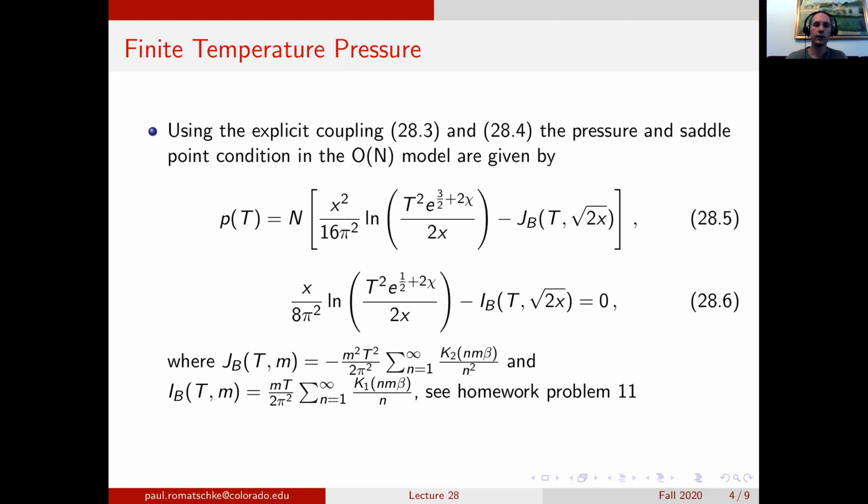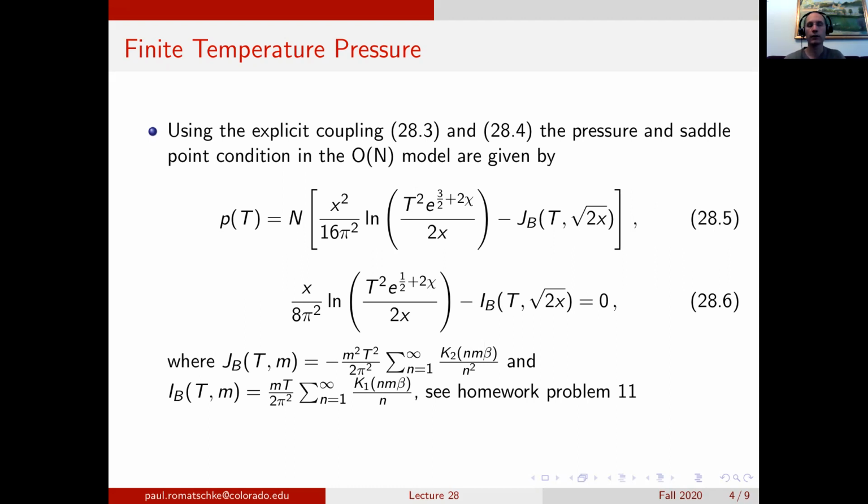Now, using the explicit expression for the coupling and the rewriting of the lambda pole in terms of the temperature, the pressure and the saddle point condition for the O(N) vector model are given by the set of these two equations that are shown in equations 28.5 and 28.6.